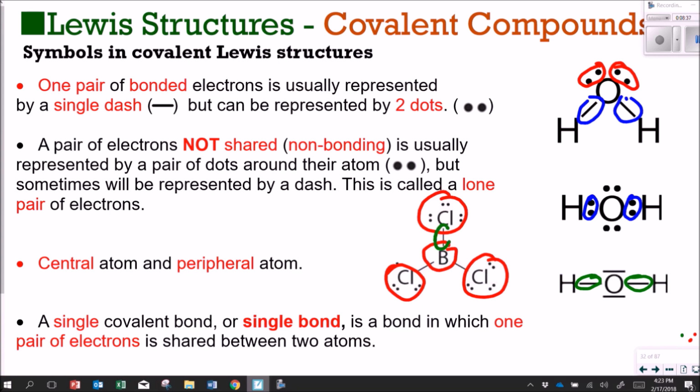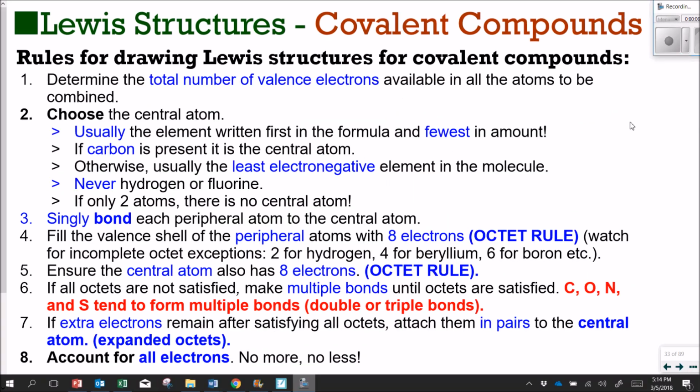and between the boron and chlorine atoms, for example. These are the rules for drawing Lewis structures for covalent compounds. I'm not going to read over them with you. You need to pause the video, write them down, and have them handy as we practice, please.